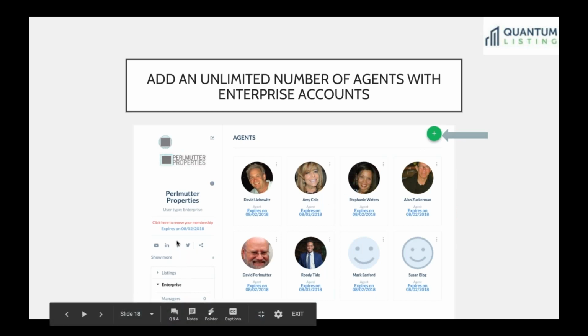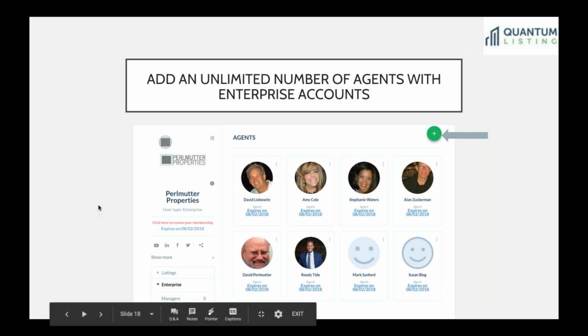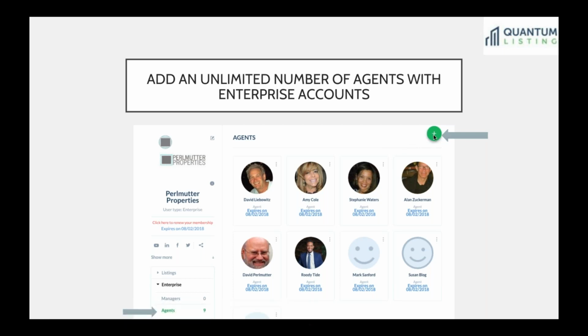So in the left-hand sidebar menu, you'll click agents there. Sorry about this little thing that's popping up here. And you can then click the green plus sign and start adding your agents. As you can see, you can add a profile pic for them as well.